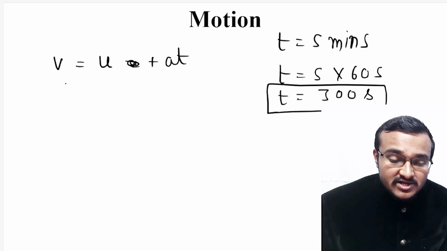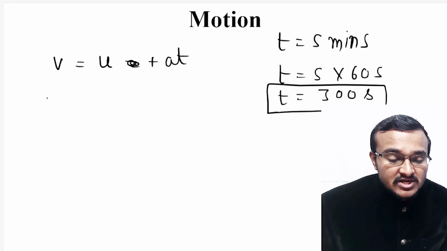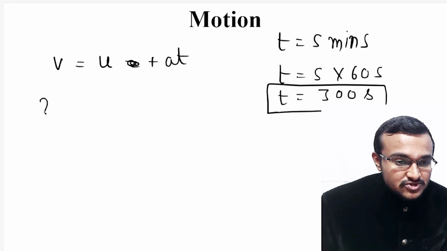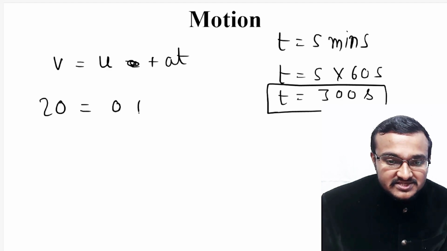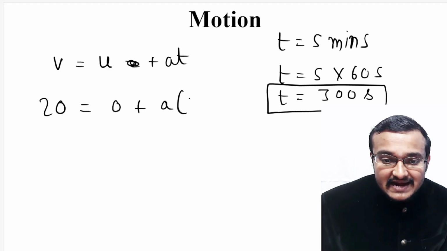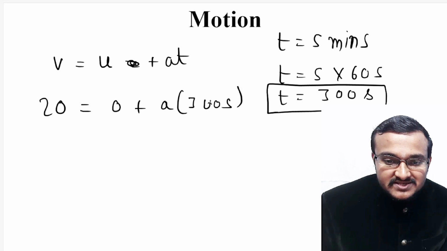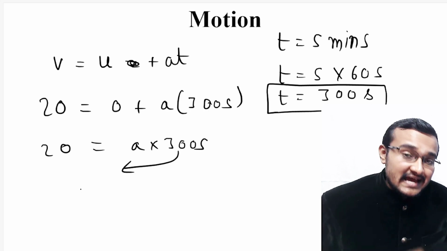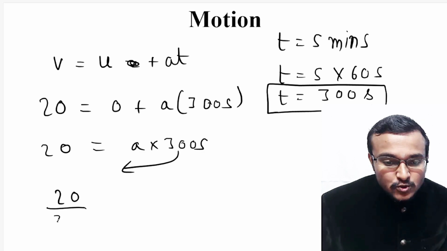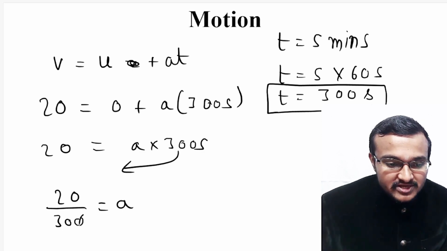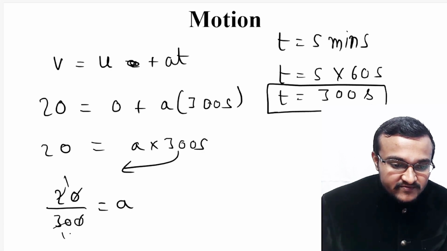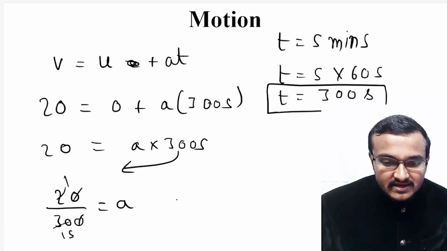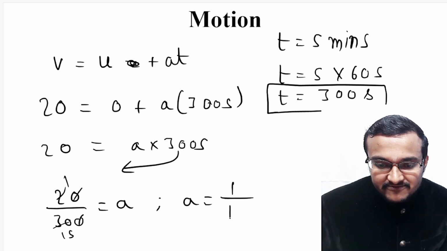We can just substitute in this particular equation and calculate the acceleration. The final velocity is 20 meter per second and the initial velocity is 0, plus the acceleration we have to calculate, and the time is 300 seconds. Since it is 0 plus a into 300 seconds, it will be a into 300 seconds on the RHS, and on the LHS it will be 20. If we bring this 300 to the LHS, it will go to the denominator. So 20 divided by 300 will be equal to a. Here the 10s get cancelled, 2 ones are 2, and 15 will be remaining. So the acceleration is equal to 1 by 15.